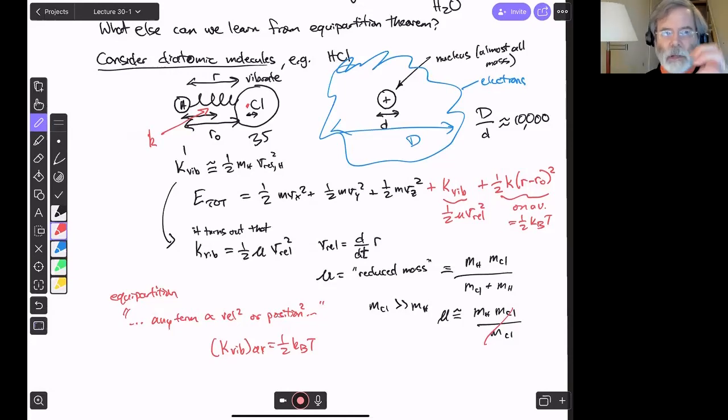So think about this molecule. We've talked about how it can move like this, it can move like this. Is there some different way that it could move?